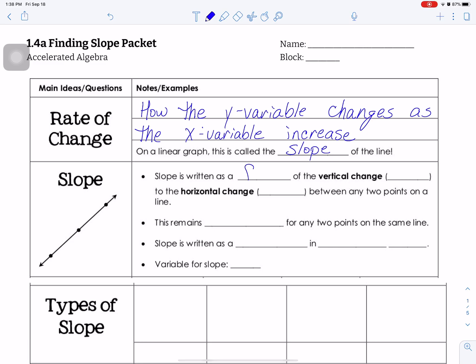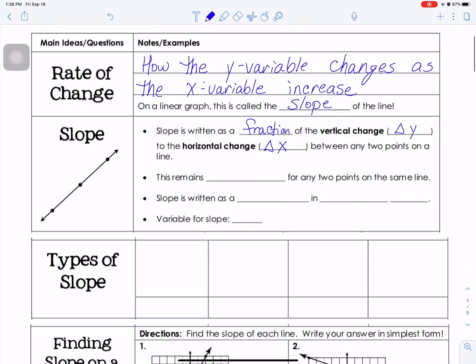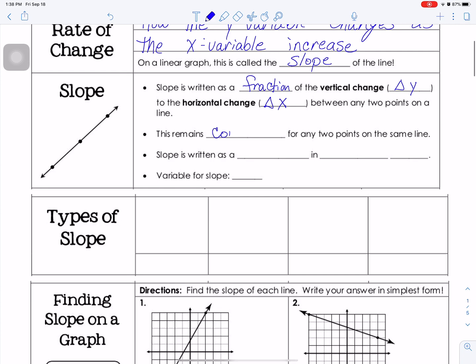Slope is written as a fraction of the vertical change, and sometimes we use a little triangle to mean a delta. So change in y to the horizontal change in x between any 2 points on a line. This remains constant, or the same, for any 2 points on the same line. So this point and that point would both have the same slope as the bottom 2 points, and it would have the same slope as if I took those end points.